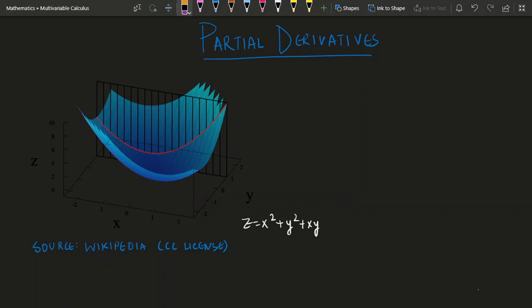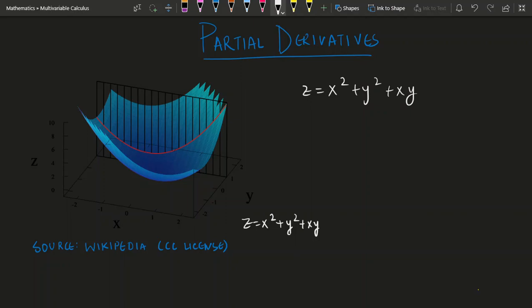We have talked a bit about multivariable functions, and we can now go on to learn how to differentiate them and what it means when we differentiate a multivariable function. So let's assume that we have this function z equals x squared plus y squared plus xy. And the graph of this equation is kind of like a valley.